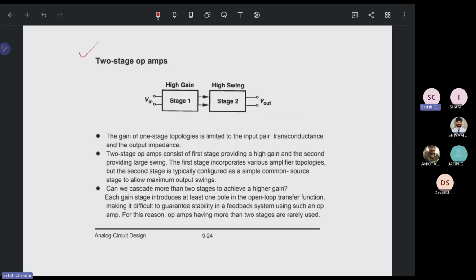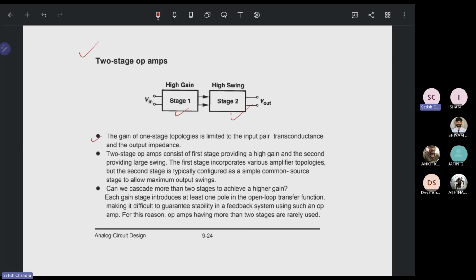Now we come to the two-stage op-amp. We have already seen the single-stage op-amp. Next, let's study what we just saw about the swing. Now we'll see how this high swing can be achieved with the help of a two-stage amplifier. This is the basic block, where the first stage gives you the high gain and the second gives you a high swing.